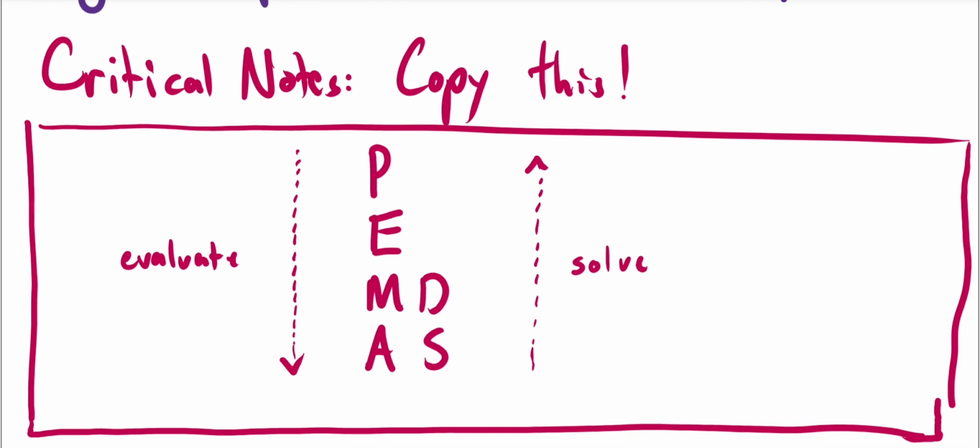So here are some critical notes. Copy this. I want to see it on paper so you can get credit for watching this video. When we evaluate, we go down through this acronym of PEMDAS. We do parentheses first, then exponents, then multiplication or division, then addition or subtraction. Now, I want you to make note of the fact that when we solve, we go in the other order, or we can go in the other order. This will be focused on more in subsequent videos, but for right now, I just want this in your notes.